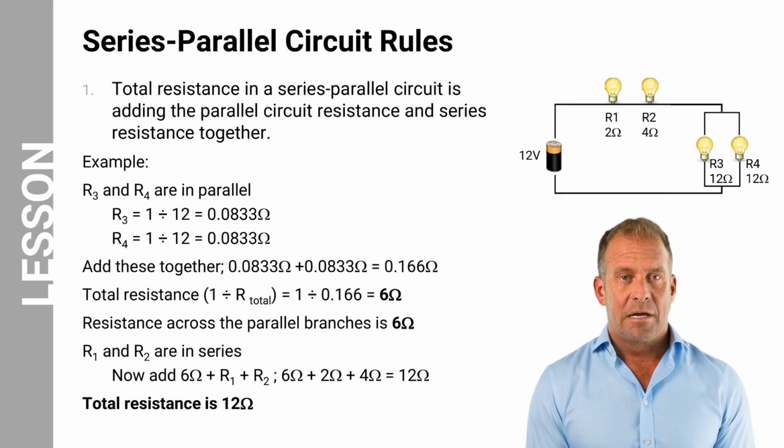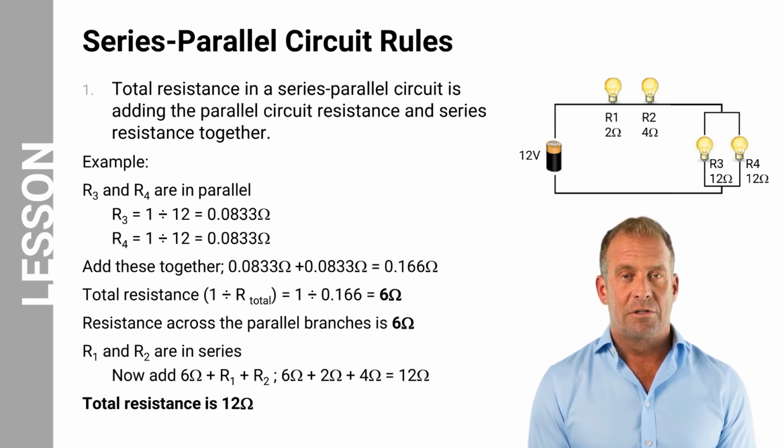Let us examine some of the key rules of series parallel circuits. Here, calculating the total resistance involves a combination of techniques used for both series and parallel circuits. Let's consider an example to illustrate this. Suppose we have a circuit where R3 and R4 are connected in parallel, each with a resistance of 12 ohms. To find their combined resistance, we first calculate their reciprocals, which is 0.0833 for each. Adding these reciprocals gives us 0.166. Taking the reciprocal of this sum yields 6 ohms, which is the equivalent resistance of the parallel portion.